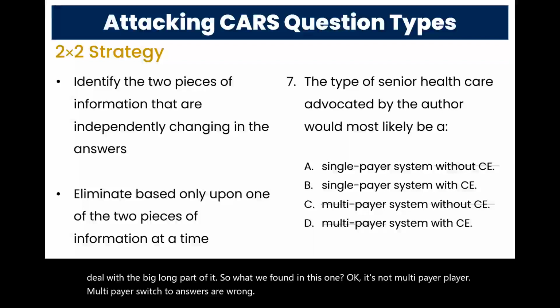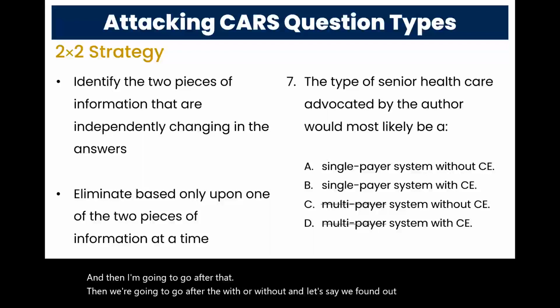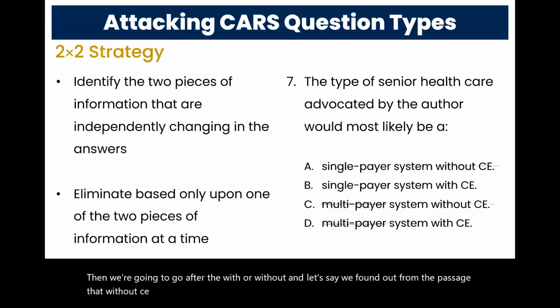C and D. And then I'm going to go after the with or without. And let's say we found out from the passage that without CE is wrong. So I could eliminate based on that. And then what's my final answer? It's going to be B.